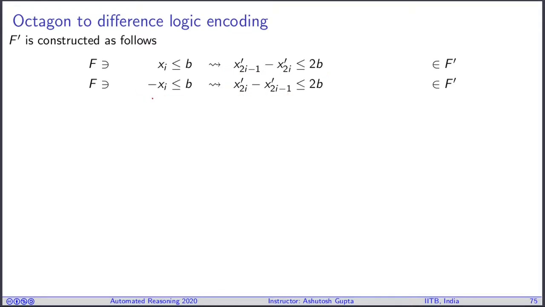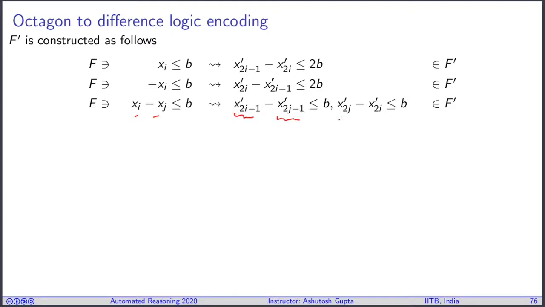Now the other thing is minus xi. How do I encode minus xi? Just swap the roles, and then you say that it is less than or equal to 2b. If I say xi minus xj, it introduces two constraints. It says that the positive representation of xi minus the positive representation of xj is less than or equal to b, and the negative representation of the jth variable minus the negative representation of the ith variable is also less than or equal to b. The signs of the variables are exchanged.